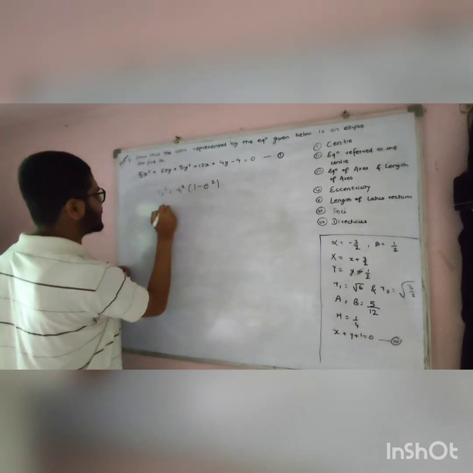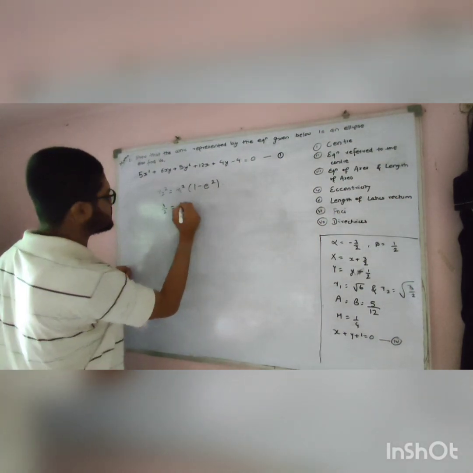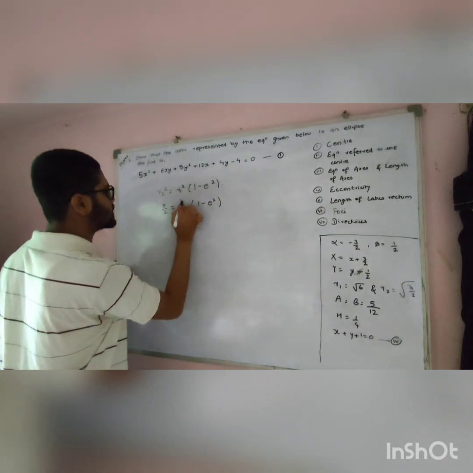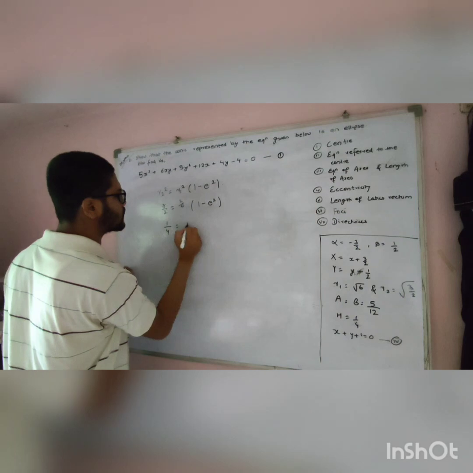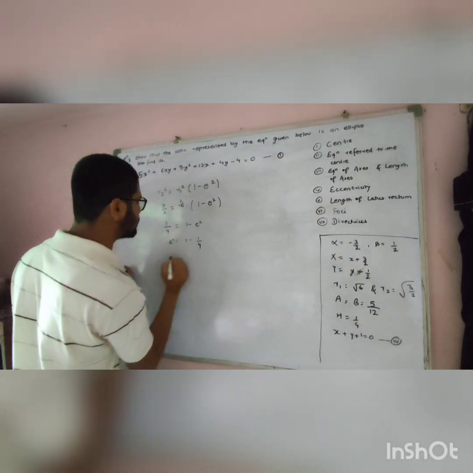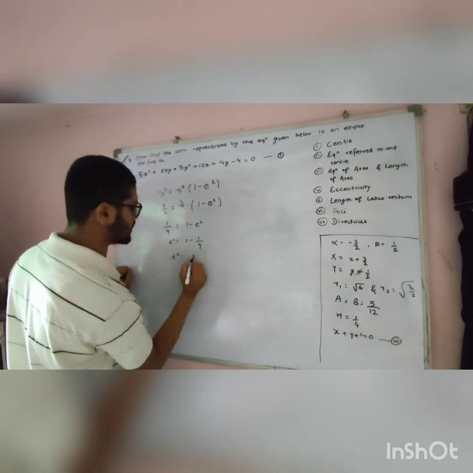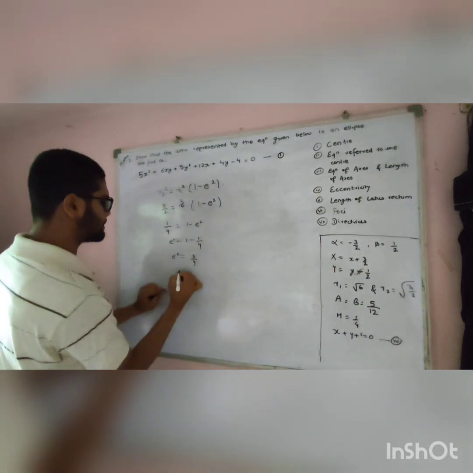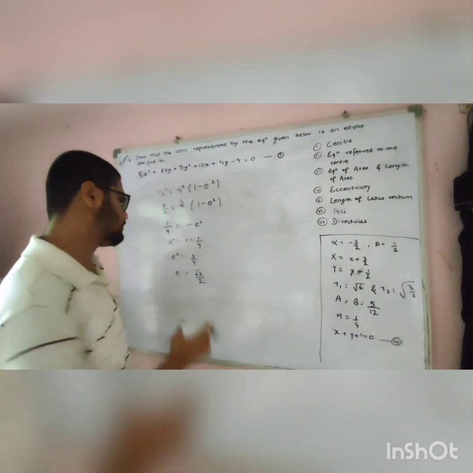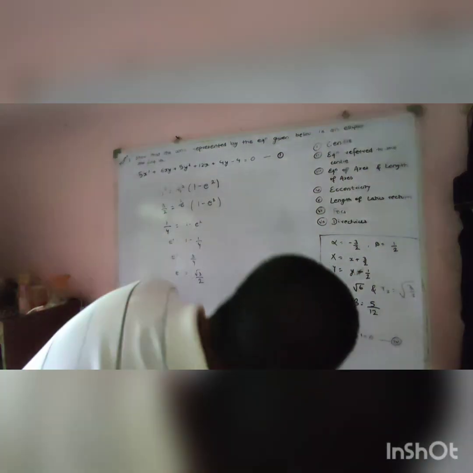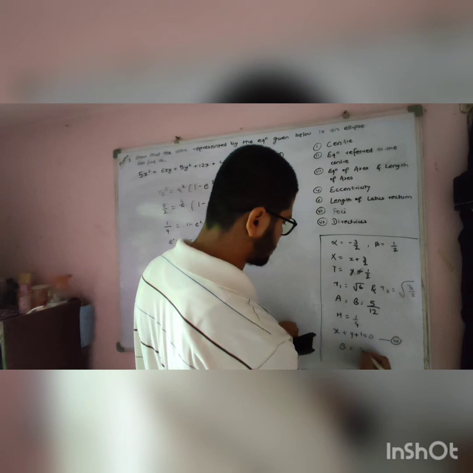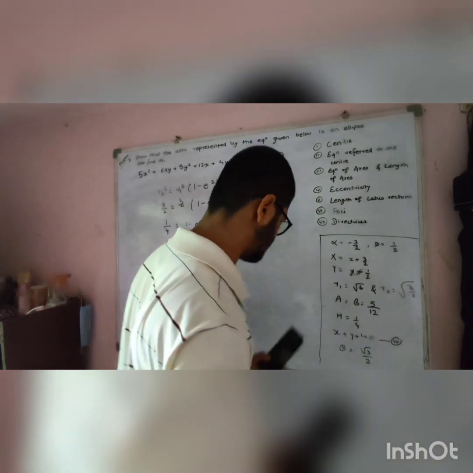Now r2 square is 3 by 2 and r1 square is simply 6. This is 1 minus e square, that is 3 by 6. We'll get 1 by 4 equal to 1 minus e square. So e square will be equal to 1 minus 1 by 4. So e square will be equal to 3 by 4. So e is root under 3 by 2. So we found out the value of eccentricity. Now it will be used further, so I am writing it here, root under 3 by 2.